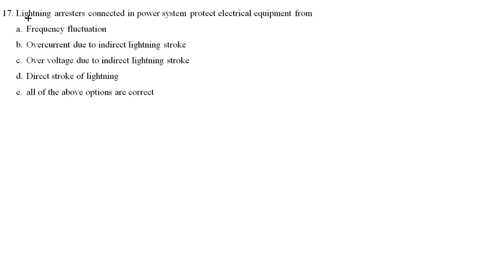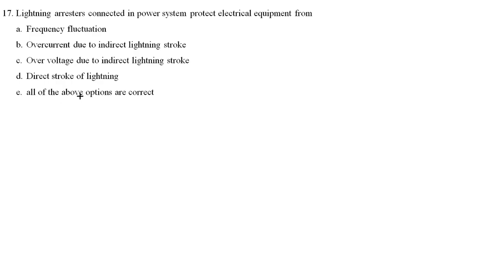Now moving to the next, question number 17. Lightning arresters connected in a power system protect electrical equipment from: five options are given. Option A, frequency fluctuation. Option B, overcurrent due to indirect lightning stroke. Option C, overvoltage due to indirect lightning stroke. Option D, direct stroke of lightning.